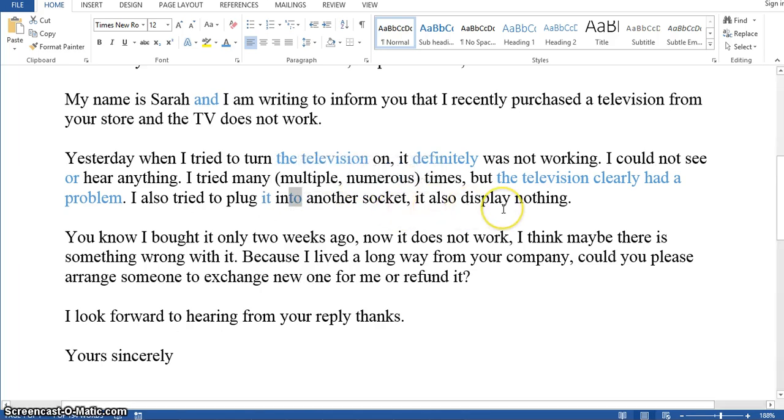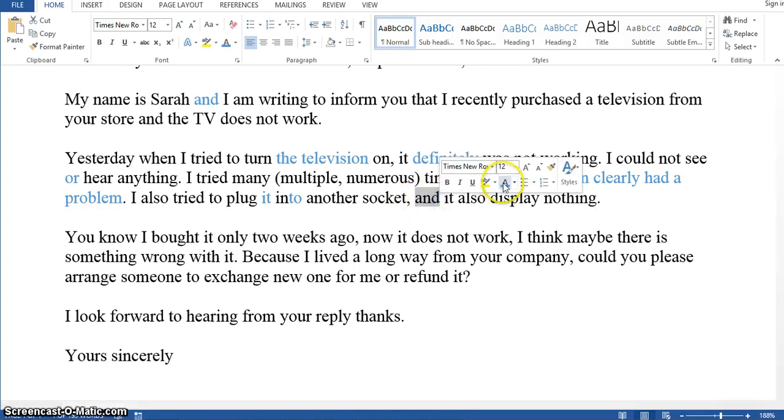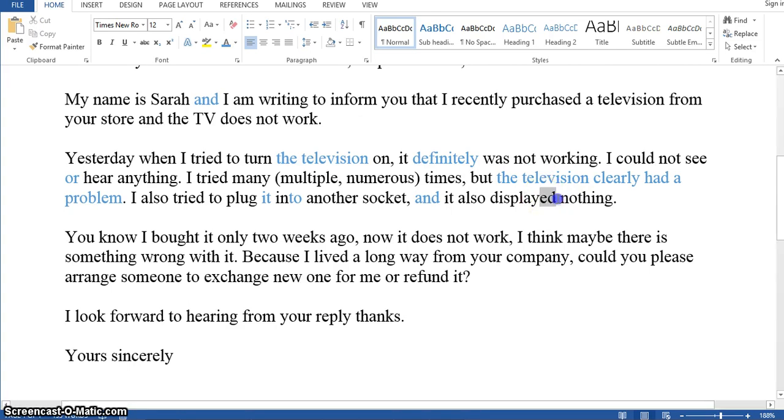It also displayed nothing. So this is an independent sentence. This is an independent sentence, so they're two independent clauses. We need to link them once again with the linking word, the conjunction and. And it also displayed, past tense for yesterday. So, and it also displayed nothing.